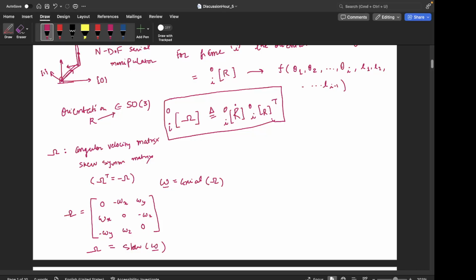If I know the rotation matrix describing the orientation of frame I with respect to frame 0, and I know the rotation matrix, meaning I know the expression for its elements, which would in turn be functions of theta i's and l i's, then I can basically use this definition to find the angular velocity. And we will show this in the case of a simple 2R manipulator, that this in fact holds. Okay, so let's jump into that.